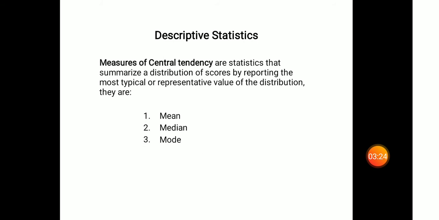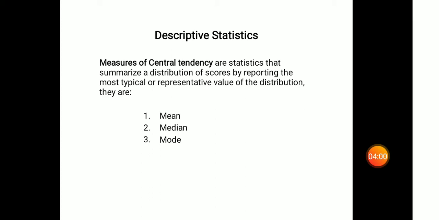Two measures are there here. The first is what we call measures of central tendency, and the second is what we call measures of dispersion. What do you mean by measures of central tendency? It gives the centermost value of the data. Or we can say that it summarizes a distribution of scores by reporting the most typical or representative value of the distribution. That means it helps us to understand the distribution. So three measures of central tendency are there for you: the first is the mean, the second is the median, and the third is the mode.